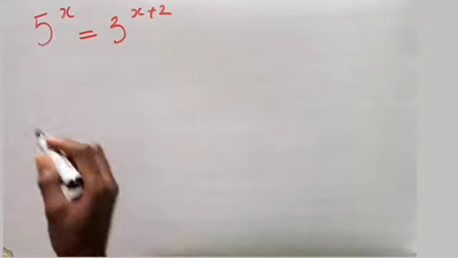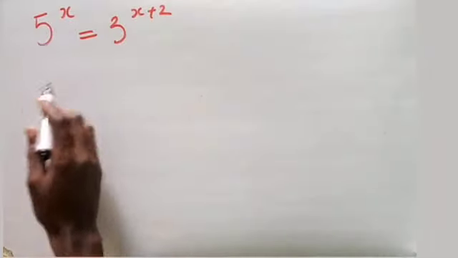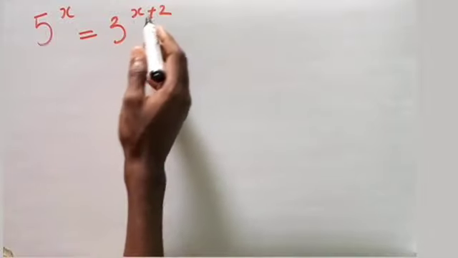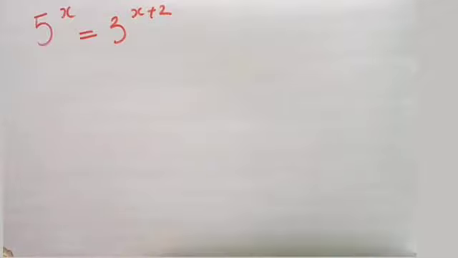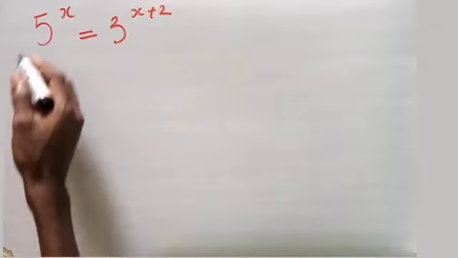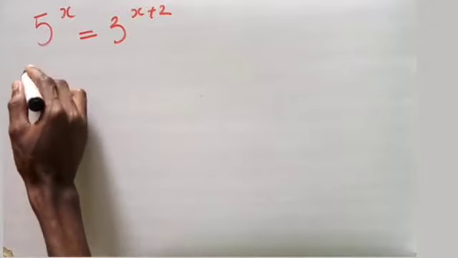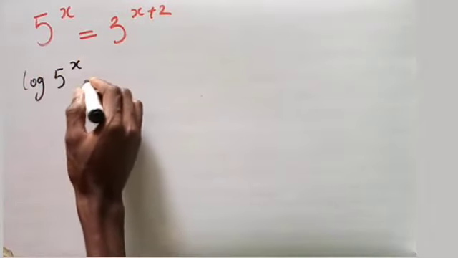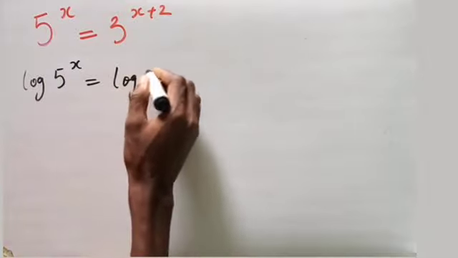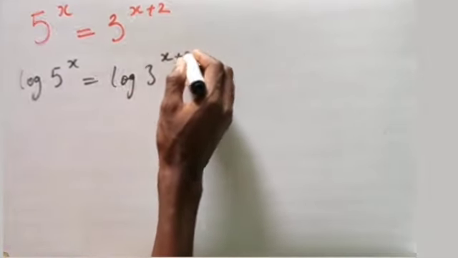Welcome. To solve this question, 5 raised to power x equals 3 raised to power x plus 2. Let's introduce logarithm to both sides. So this will now be log 5 raised to power x equals log 3 raised to power x plus 2.